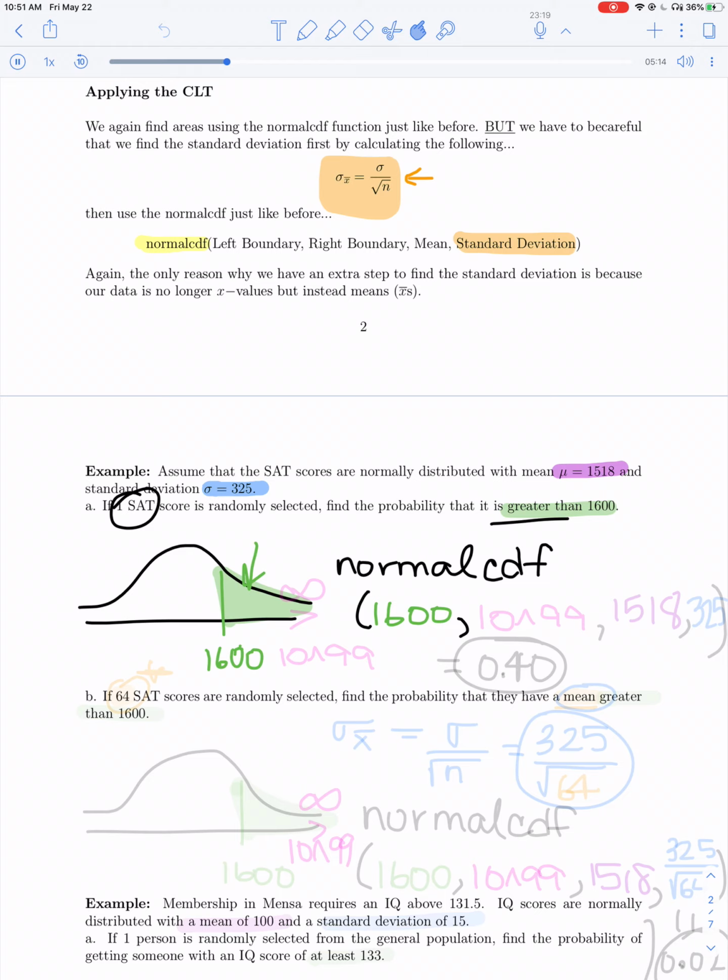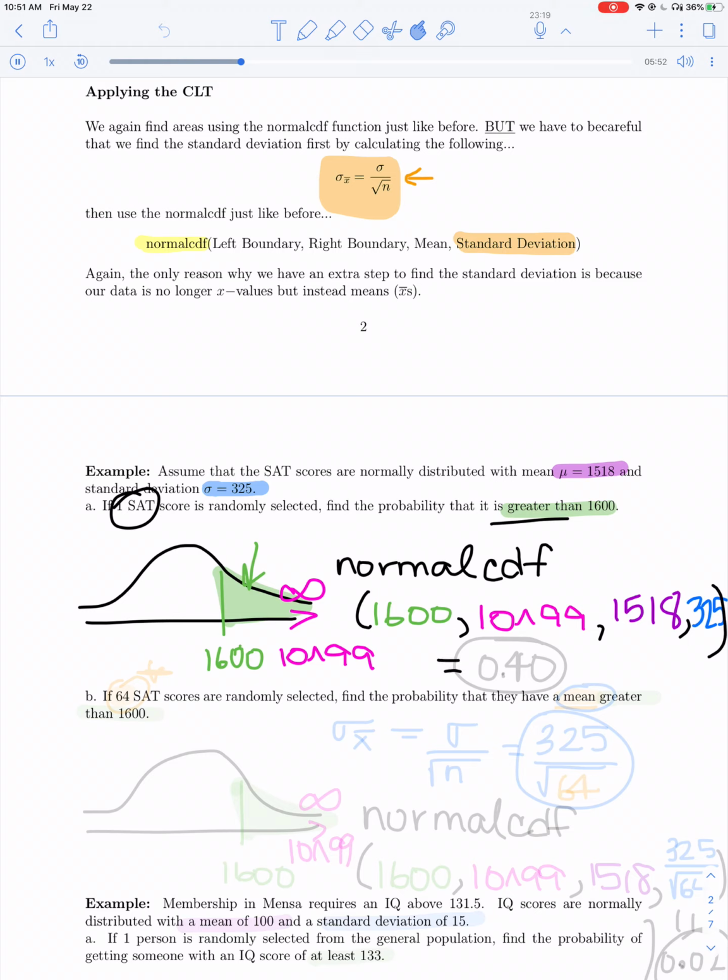comma, we're going to continue on forever towards the right because we're going towards infinity, which means, just like in the past, we'll use our positive 10 to the 99th. And continuing along, we want it to do all the heavy lifting for us. We don't have z values, so we need to give the mean next, which is 1518. And the last part we need to give the calculator is the standard deviation, which is 325. Nothing special. This is exactly what we did before.